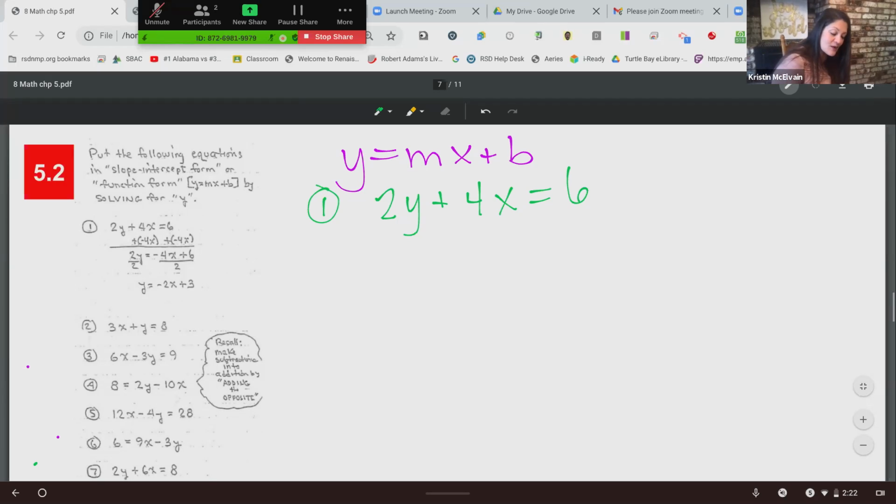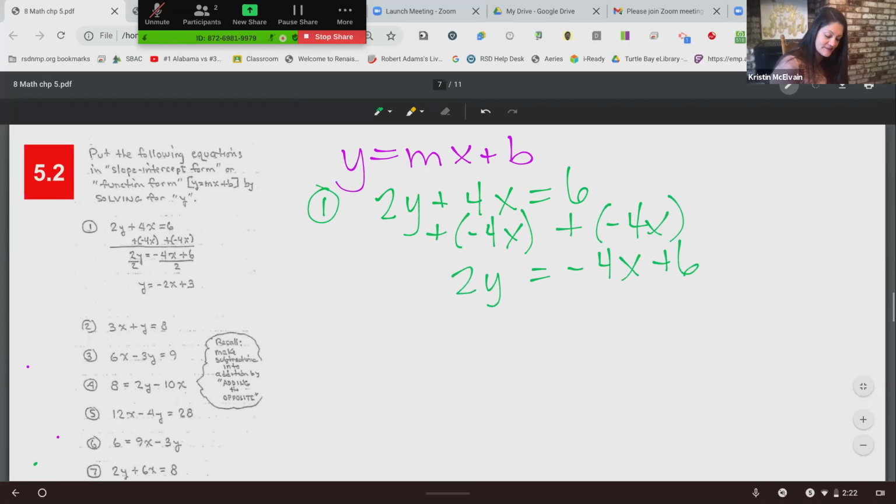Okay, so to get y by itself, let's get the 4x to the other side. And we're going to do that by adding the opposite. So plus negative 4x on both sides leaves us with 2y equals negative 4x plus 6. And then we're going to divide each thing by 2. And that gets y all by its lonesome. Y equals negative 2x plus 3.